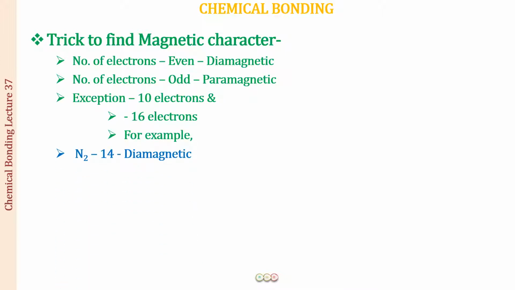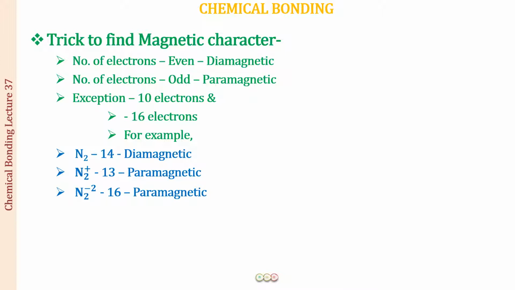We have N2. So, N2 has 14 electrons. This is an even number. So, the molecule is going to be diamagnetic. Next, we have N2 plus. So, N2 plus means that there is going to be loss of one electron. So, 13 electrons. And it is an odd number. So, it is going to be paramagnetic.